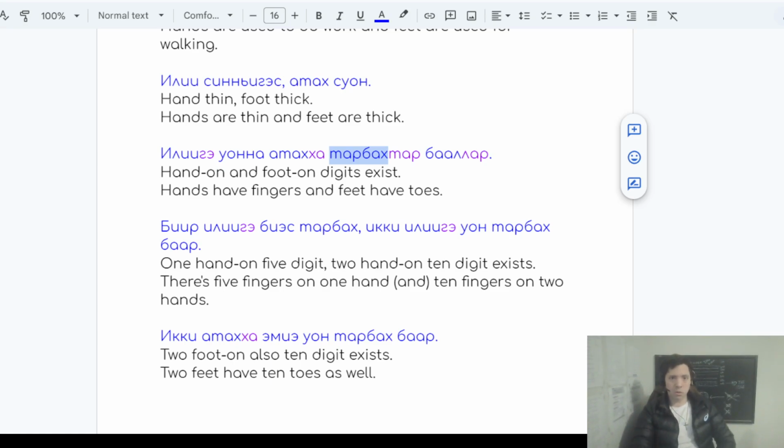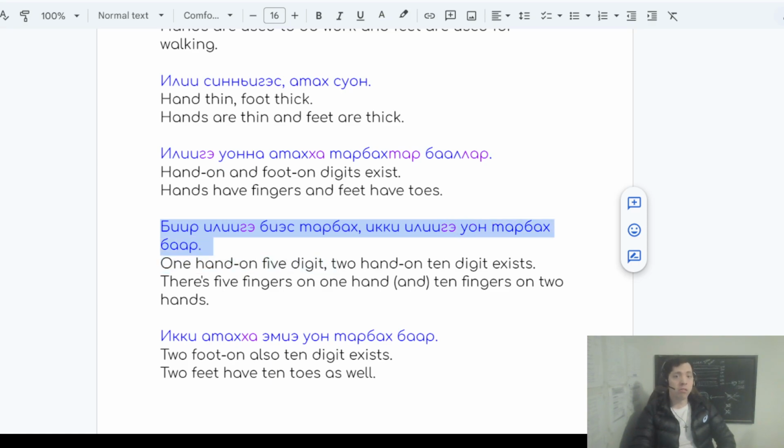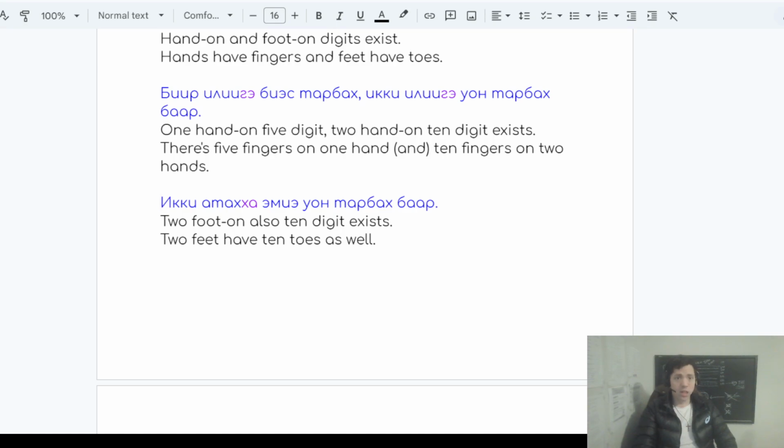We're getting there, y'all. We're learning all our body parts, our numbers, all this great stuff. Bir, ilike, bies, tarbach, iki, ilike, one, tarbach, bar. There's 5 fingers on one hand and 10 fingers on 2 hands. Bir, ilike, bies, tarbach, iki, ilike, one, tarbach, bar. All right. Iki ataka ebie one tarbach bar. 2 feet have 10 toes as well. Iki ataka ebie one tarbach bar.